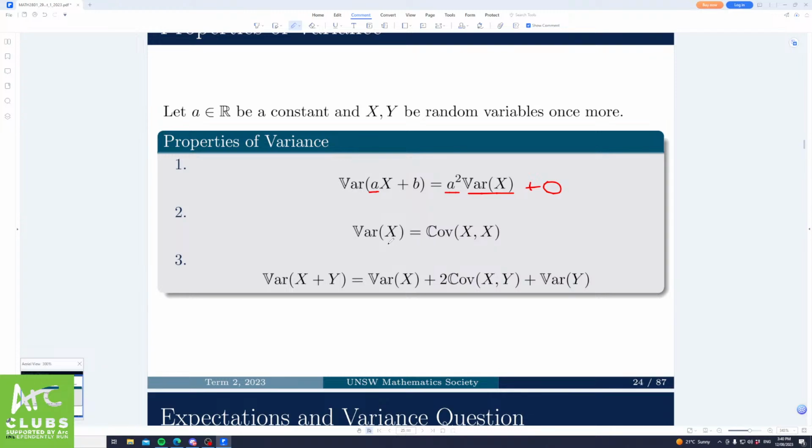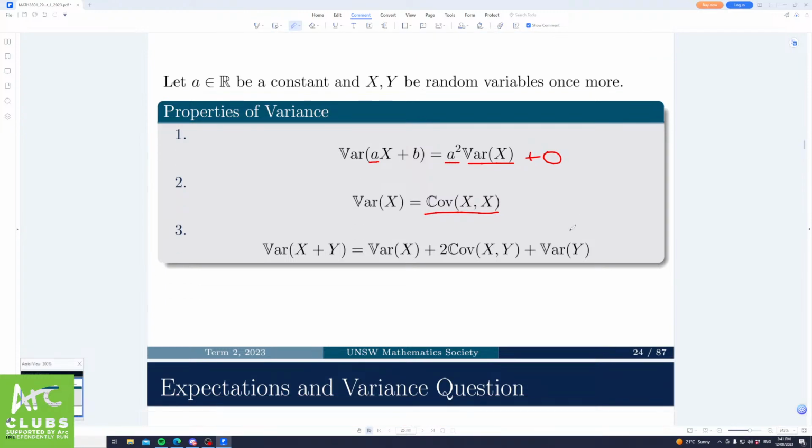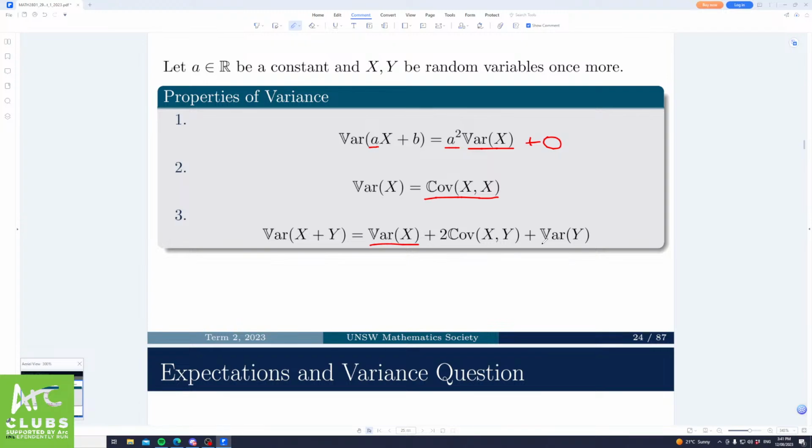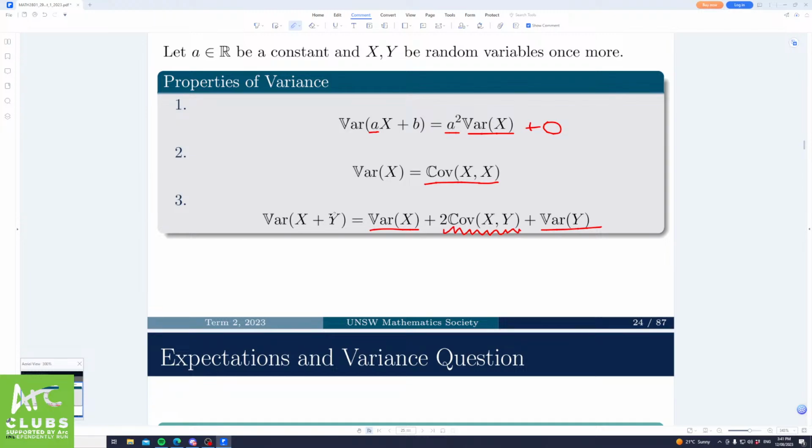Another way of writing variance is the covariance between x and x. Not too important if you already know what the covariance formula is, but this will probably come up in tomorrow's lecture. More importantly, the variance of the sum of two random variables is the sum of the individual variances, but we also have this crossover term, which is 2 times the covariance of x and y. And so whenever you want to find the variance of two random variables summed together, you're going to have to evaluate this covariance term first.